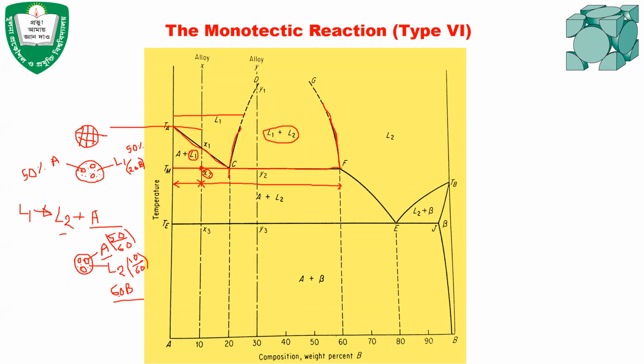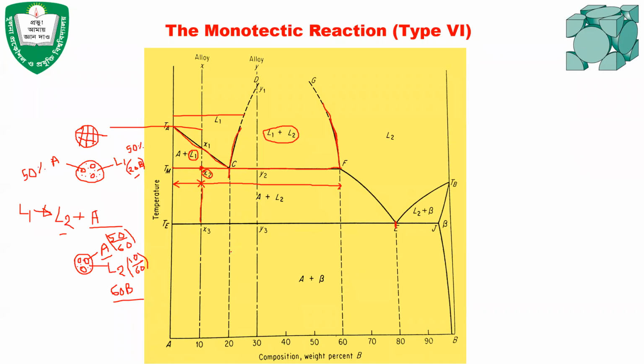60B. That is, the amount of B will be more compared to the liquid 1. In the liquid 1, amount of B was only 20B, but in the case of liquid 2, if you look at the chemical composition, then we see that in the liquid 2, the more B is concentrated. Then when the temperature drops more at X3, then eutectic reaction will take place.